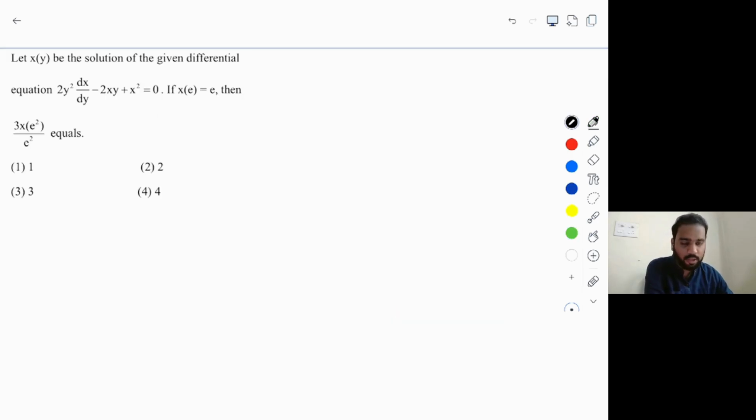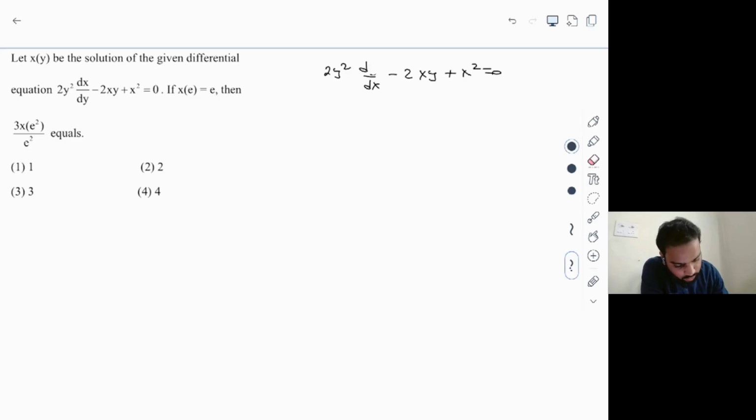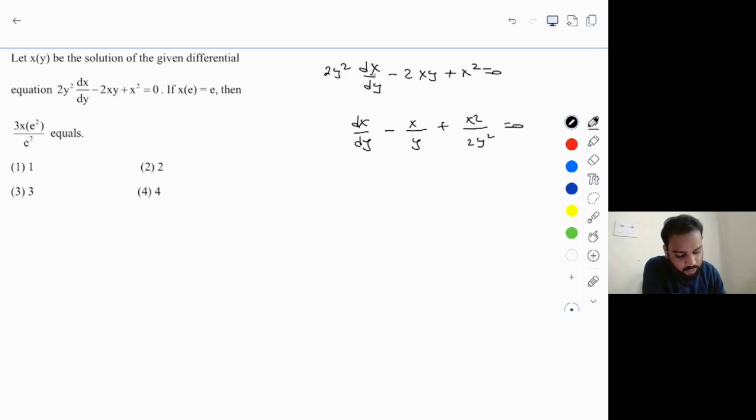Now, this is a question from differential equations, and it is an application of linear differential equations actually. If you observe carefully, this is 2y square dy by dx minus of 2xy plus x square is equal to 0. And I'm sorry, this is dx by dy, right? So it should be dx divided by dy. So first I'm going to divide throughout by 2y square, so that I will get dx divided by dy minus x divided by y, since I'm dividing by 2y square, and plus x square divided by 2y square is equal to 0.